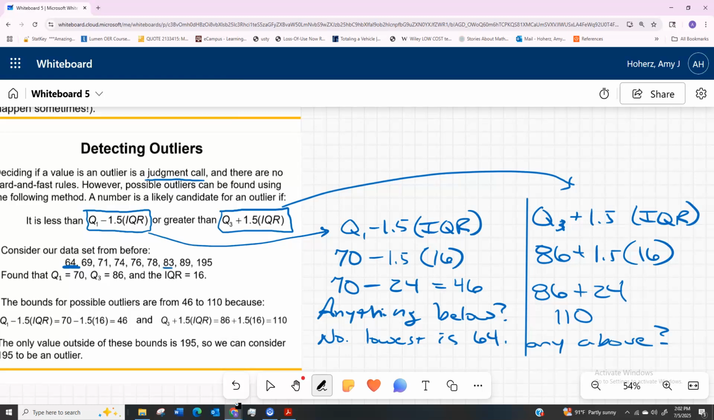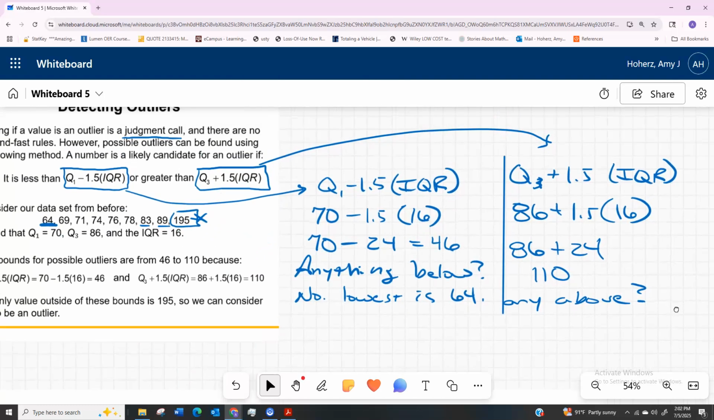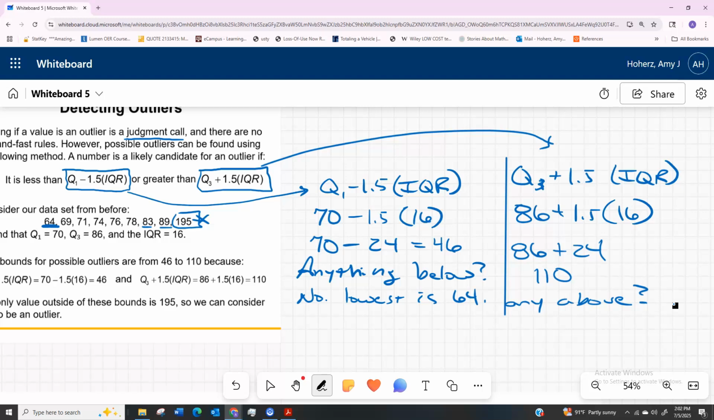Now I have 83. That's fine. I have 89. That's fine. But whoa, I also have a 195. So yes, we do have something that's above 110. And you probably noticed it when we were looking at the data. You're like, oh, these are pretty consistent until we jump from 89 up to 195. That's a pretty big jump. And it is. So 195 is considered an outlier. So that is considered an upper outlier.